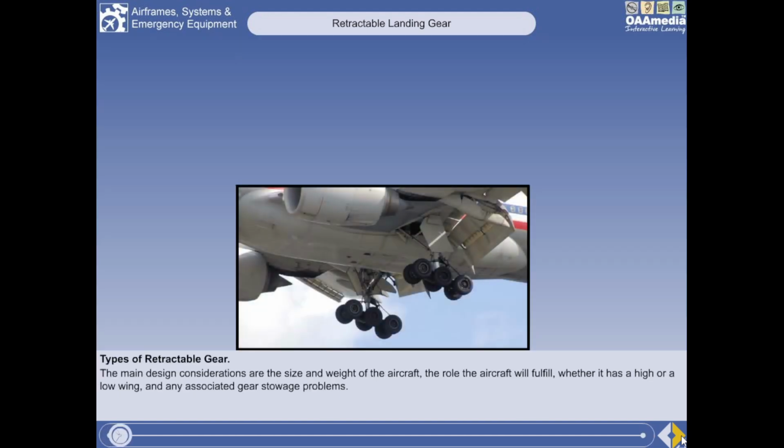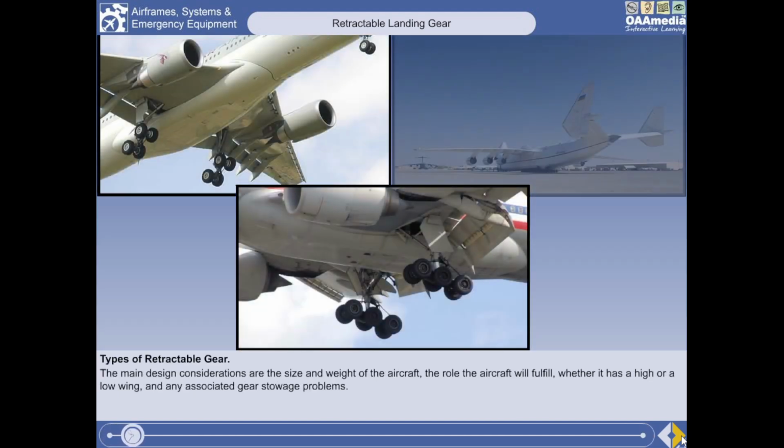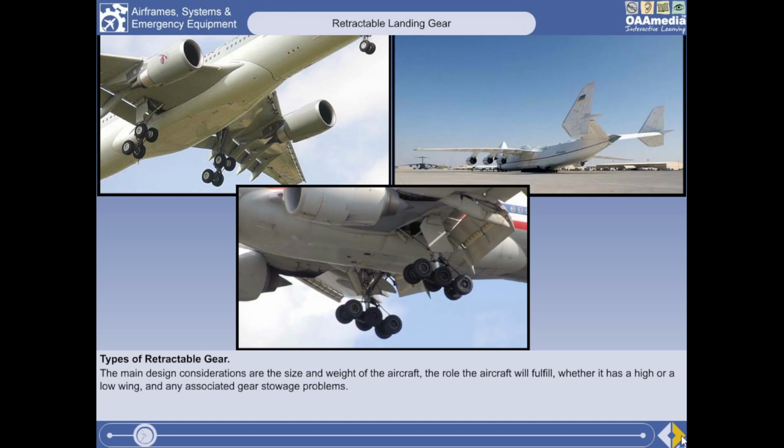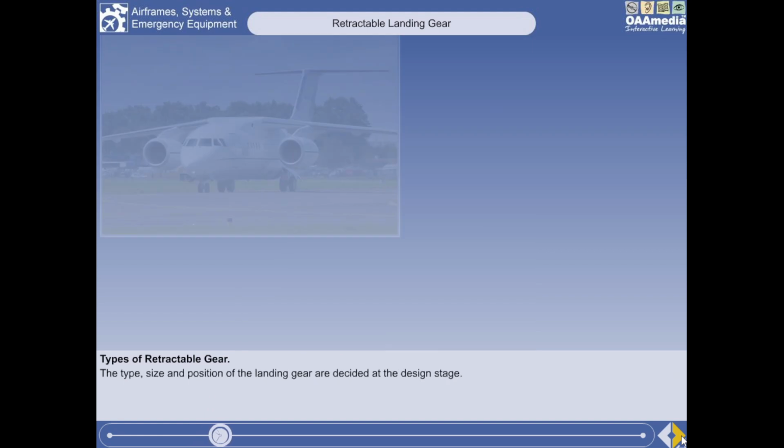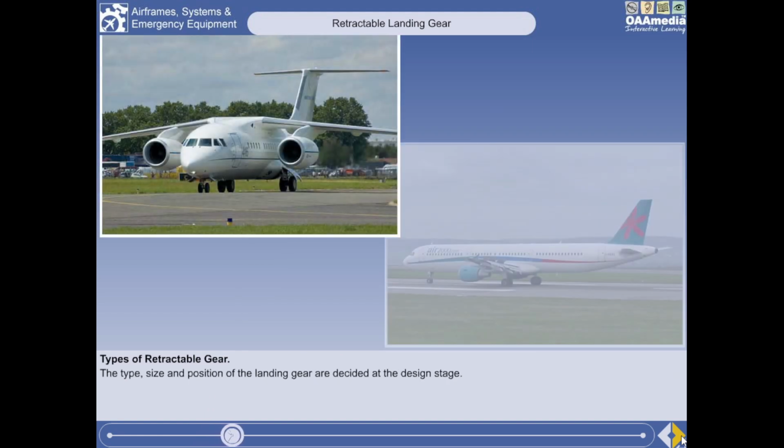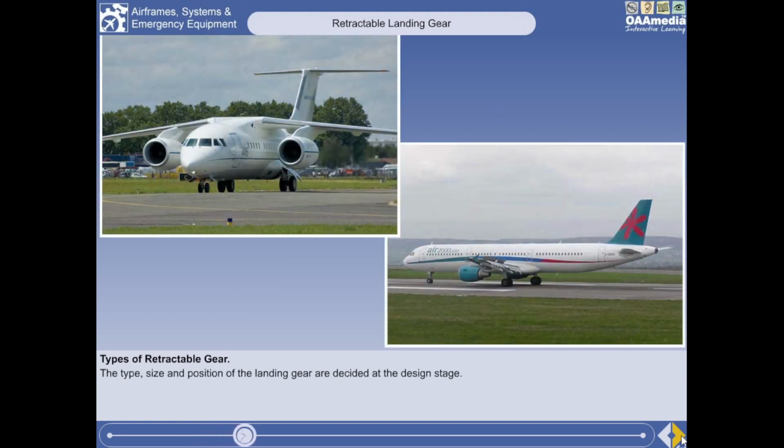The geometrical arrangement and physical location of landing gear units on aircraft is by no means standard. The type, size, and position are decided at the design stage, having already taken into account the many factors that must be considered. The main considerations are the size and weight of the aircraft, the role the aircraft will fulfill, whether it has a high or low wing, and any associated gear stowage problems.